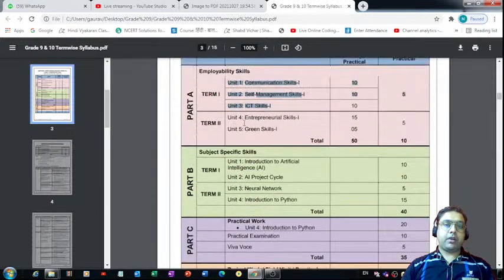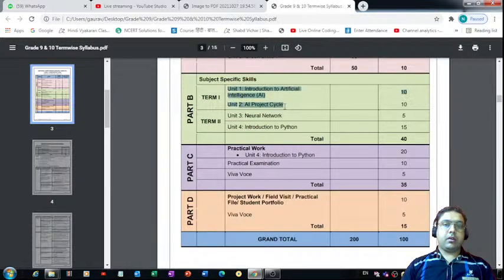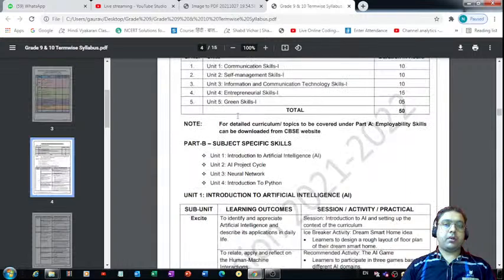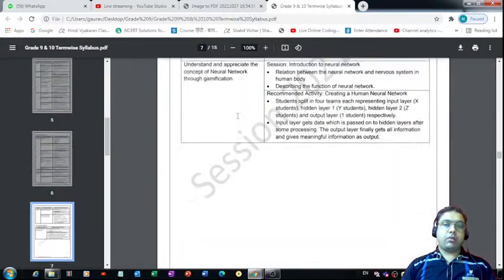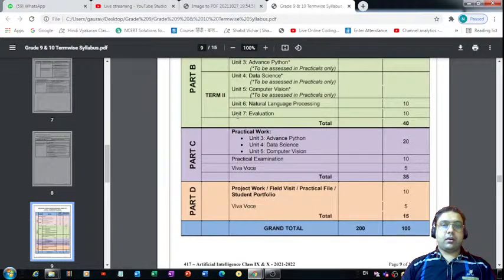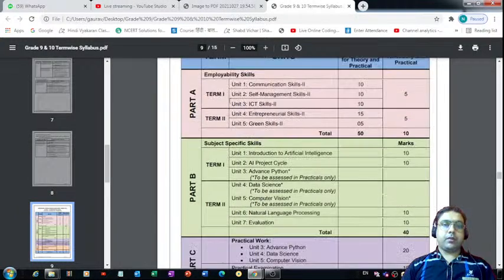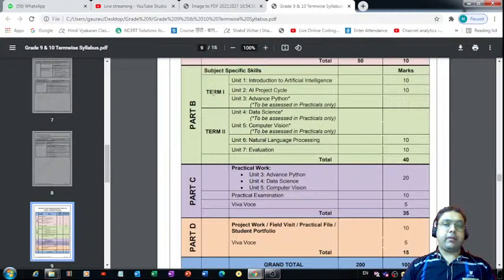So these are the first 3 units, and these are the 2 units from subject specific skills you have to prepare. Similarly, grade 10 students also have to prepare 5 units for their term 1 exam. Unit 1 is based on communication skills, unit 2 is self management skills, and unit 3 is ICT skills, which is similar to that of grade 9. And in subject specific skills, you have these 2 chapters: Introduction to Artificial Intelligence and AI Project Cycle. So basically, grade 9 and grade 10 students have the same syllabus, so whatever sample papers I show to grade 10 students, grade 9 students can also use.